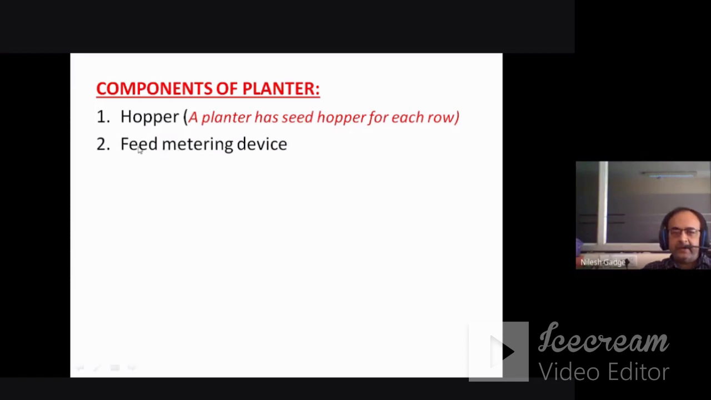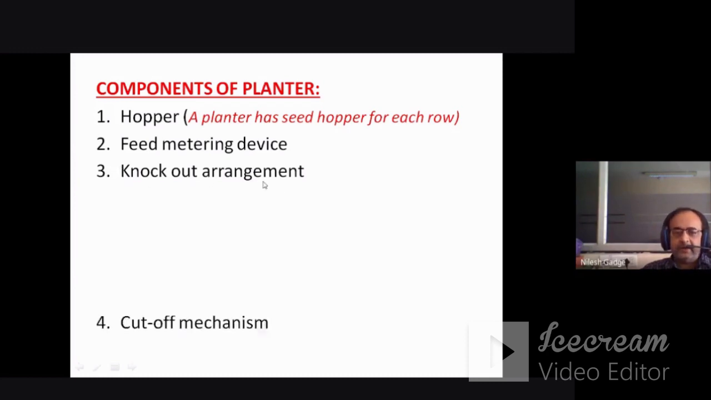Okay, don't worry. What is meant by feed? Feed means the feed metering device, or seed metering device. You can say it is a seed metering device. Then the knockout arrangement. I will explain what the knockout arrangement is later on. The cutoff mechanism is also there.